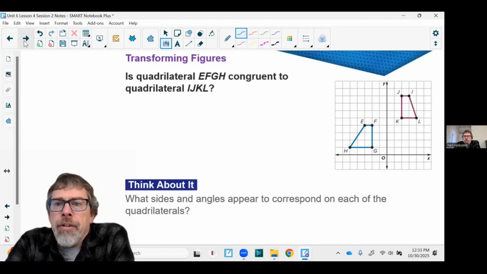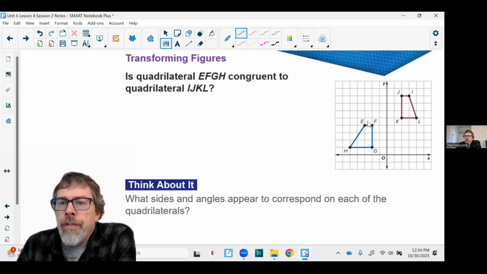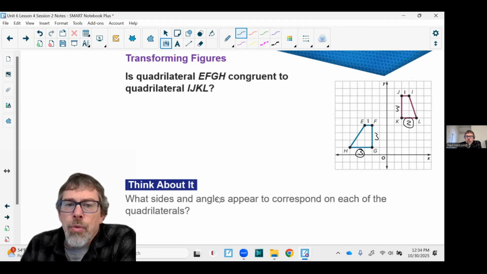So is quadrilateral EFGH congruent to quadrilateral IJKL? Well, what you can do is EF is a length of 1. IJ is a length of 1. This is 1, 2, 3. This is 3. This is 3. This is 2. This is 3. So right there is a problem. They are not congruent.